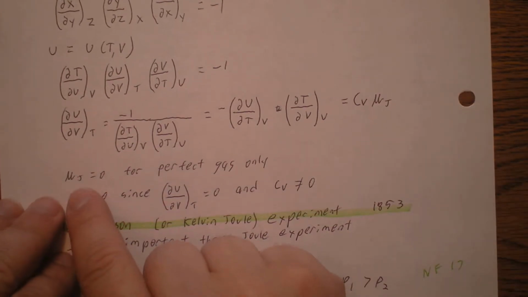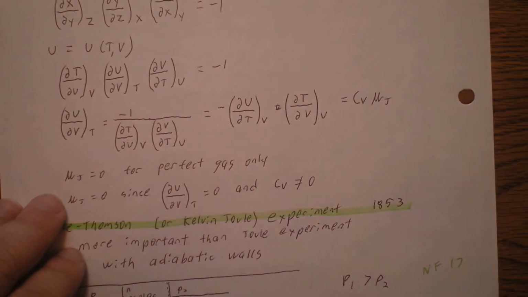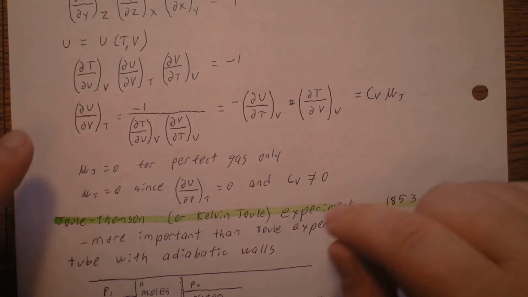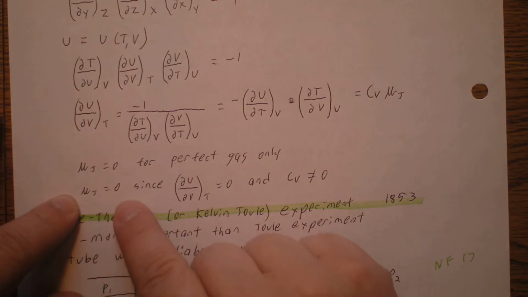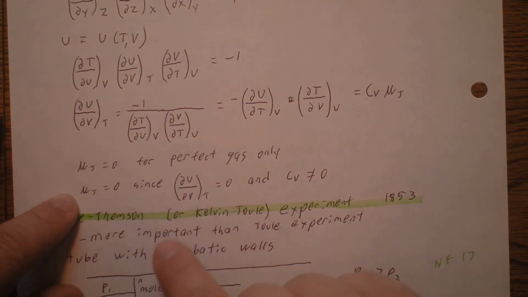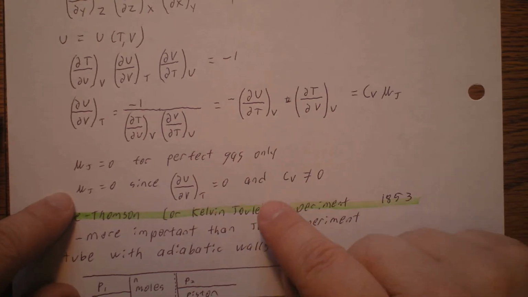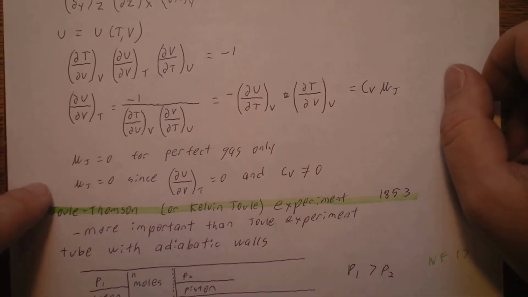Now, like I said before, mu J is equal to 0 when you have an ideal gas or perfect gas only. Later on, we'll talk about what the difference is between a perfect gas and ideal gas, and it turns out there isn't any. And mu J is equal to 0 since the derivative of the internal energy with respect to volume holding temperature constant is equal to 0. And the heat capacity at constant volume is not equal to 0.